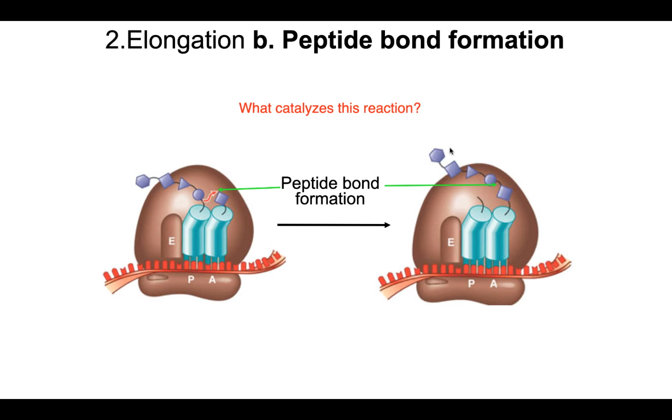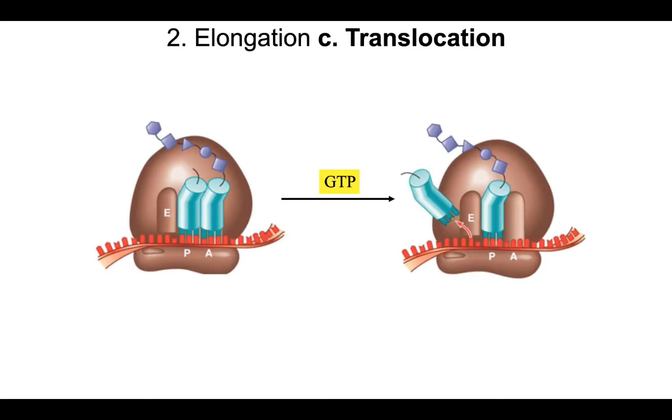So at the end of this, what we have is that growing polypeptide chain is now covalently attached to the incoming tRNA that's sitting in the A site. And the tRNA that used to hold on to that growing polypeptide is still there within the P site, and we're ready to move on to the next step of elongation called translocation.